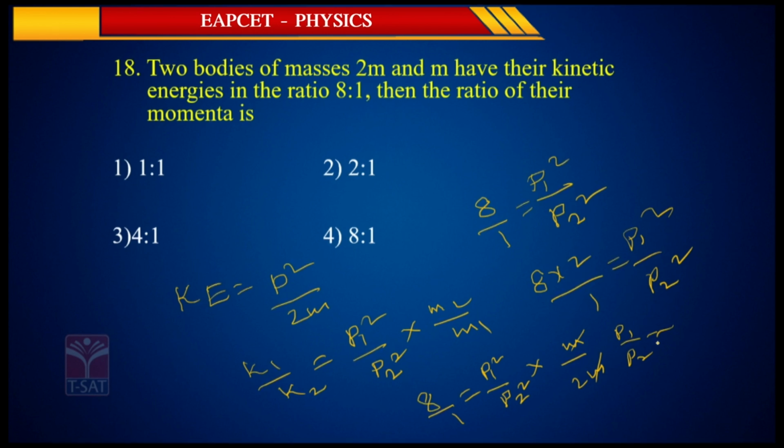16. Okay, that is root 16 by 1. Therefore p1 by p2 is equal to root 16 means what? 8. Okay, 8:1, 8 by 1, 8:1 is the answer. Therefore kinetic energy is equal to p square by 2m is the most important.